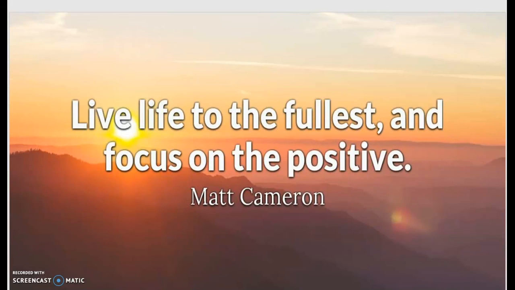And today's quote. This is today's quote. Live life to the fullest and focus on the positive things. Okay, so you have to focus on positive things, whatever it is. Even this is an apt one for this current situation. So now we are under lockdown. We are staying at home without going anywhere.